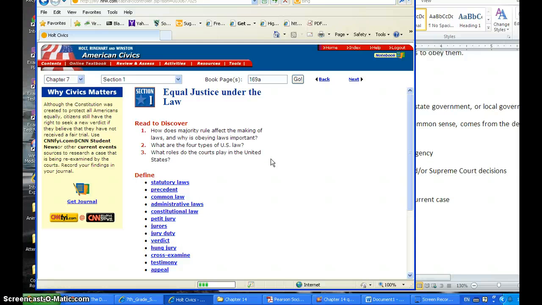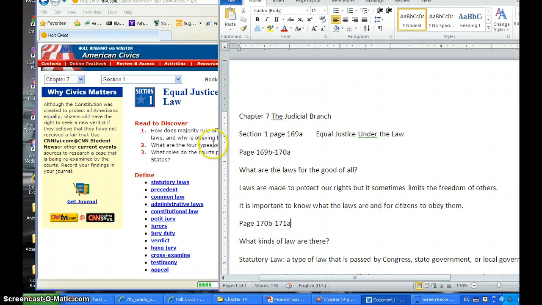Okay, so we are currently in your Holt textbook in chapter 7 on the judicial branch, and we are in section 1, which is called Equal Justice Under the Law. So the first thing that I want to talk about is how you're going to take notes.